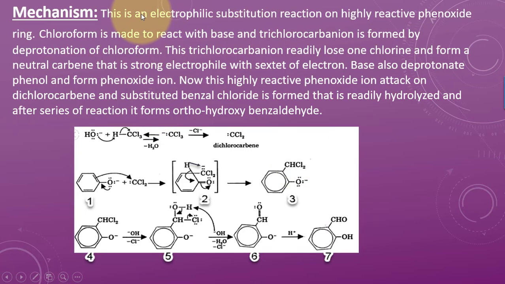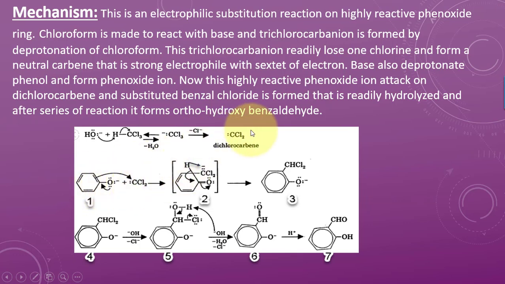Here mechanism is given. We say that it is an electrophilic substitution reaction, and highly reactive phenoxide ion will attack actually on the electrophile. Now we say that how that electrophile is generated. Actually that electrophile is generated by the reaction of base on the chloroform. Base will pick up the proton from the chloroform and results in the formation of trichlorocarbanion. And this would readily lose one chloride ion and get converted into dichlorocarbene.